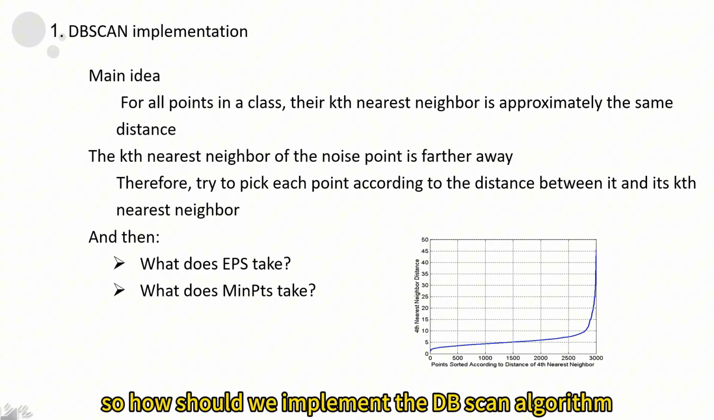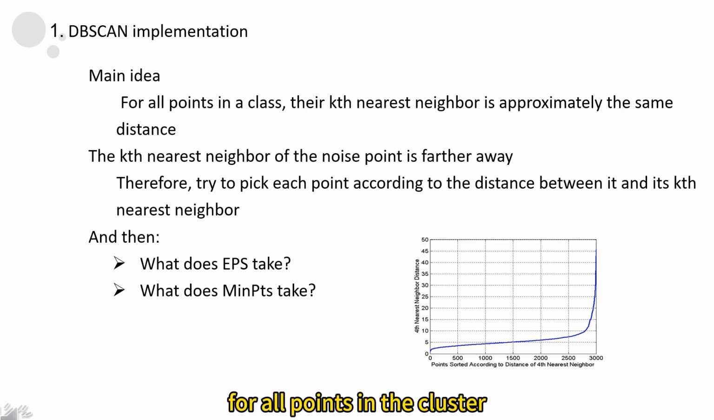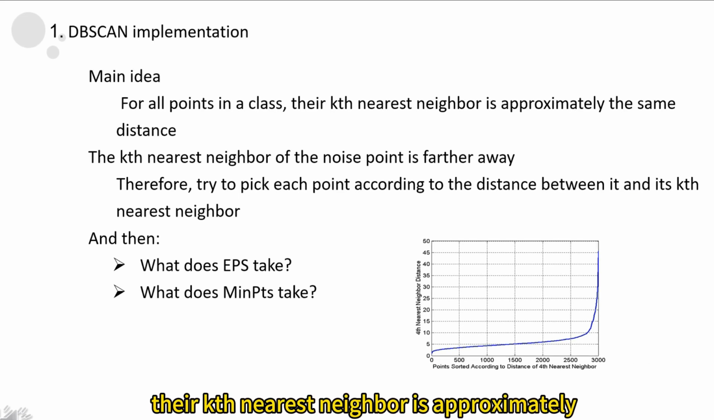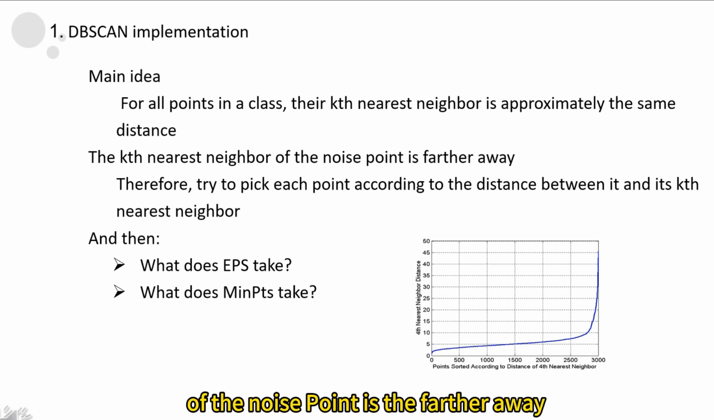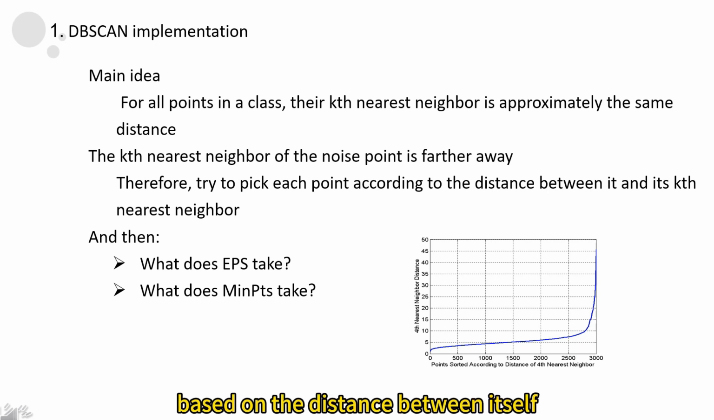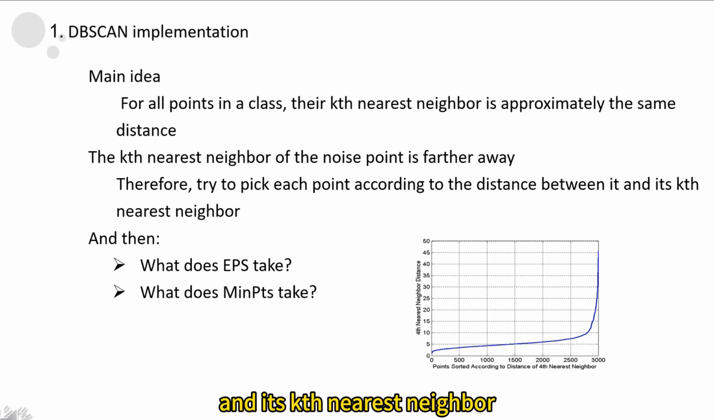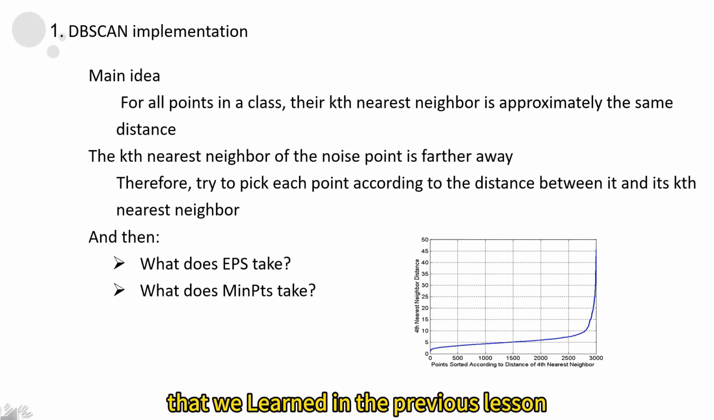So, how should we implement the DBSCAN algorithm? Here we provide a rough implementation approach. For all points in the cluster, their kth nearest neighbor is approximately at the same distance. The kth nearest neighbor of the noise point is farther away. Therefore, attempt to select each point based on the distance between itself and its kth nearest neighbor, based on the concept of the DBSCAN algorithm that we learned in the previous lesson.